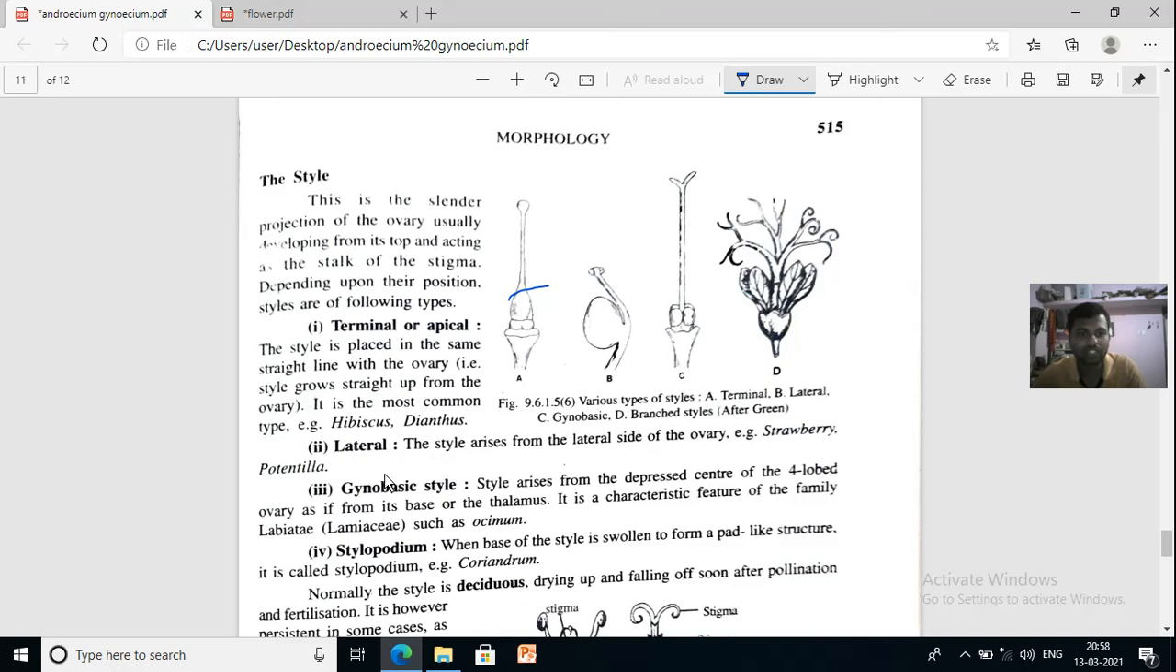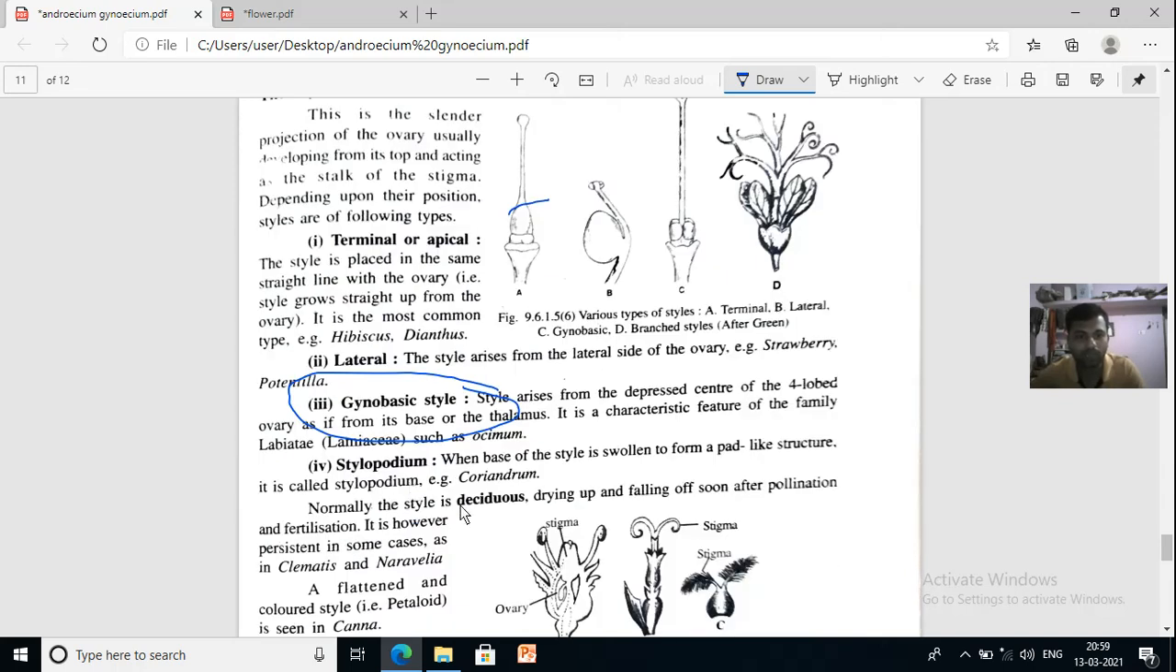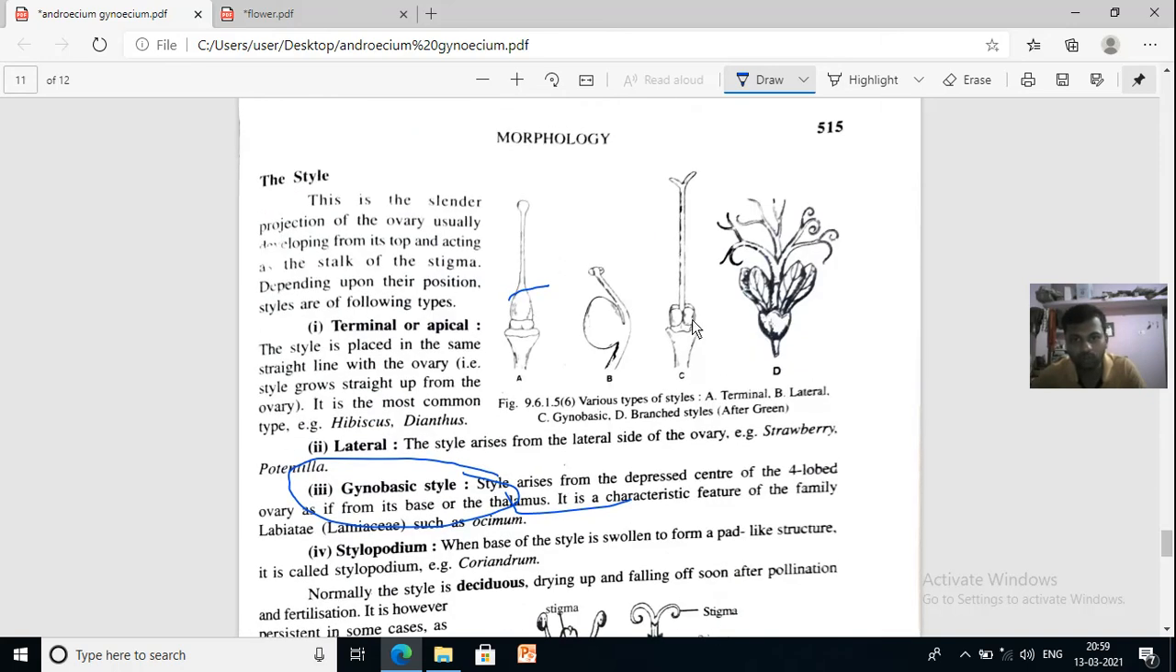Now come to the gynobasic style, and this is the most common example. This is the most important question. When the style comes from the base of the ovary, this is the gynobasic style. It is found in Lamiaceae, and it is the most crucial question. Look at this gynobasic style: the ovary is four-lobed, but the style arises from the base here.